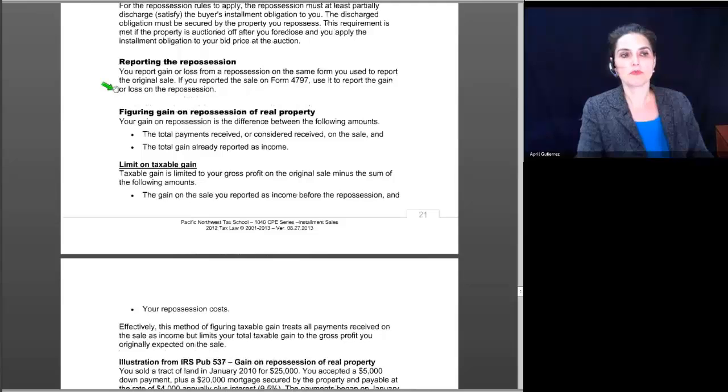How do you report the repossession? Well, you report the gain or loss from repossession on the same form that you used to report the original sale. If you reported the sale on Form 4797, then you would use that same form to report the gain or loss on the repossession.